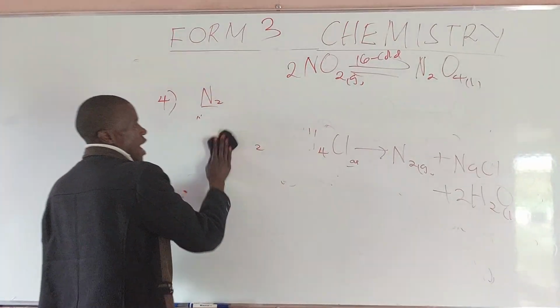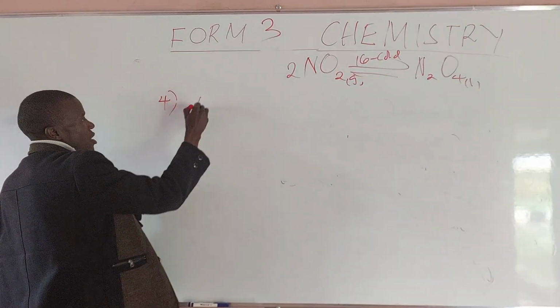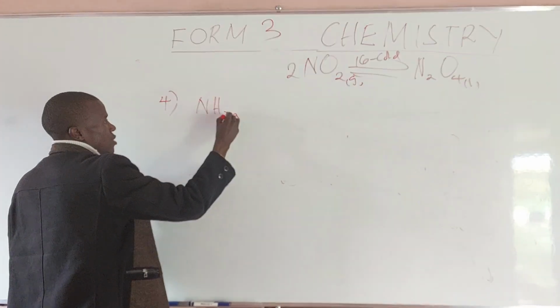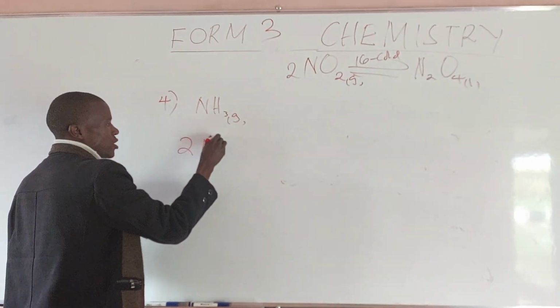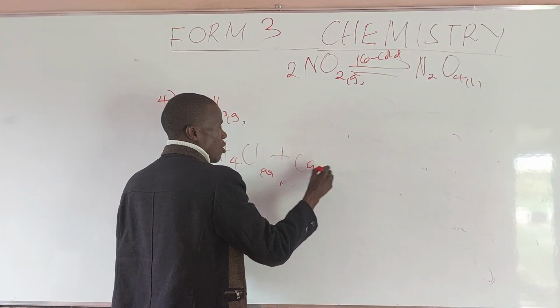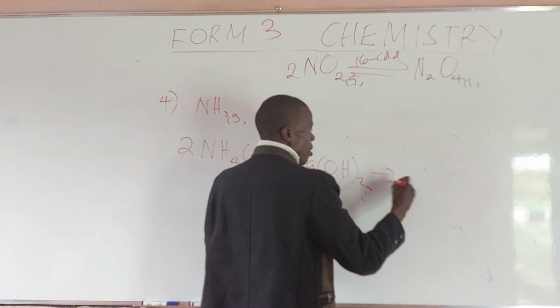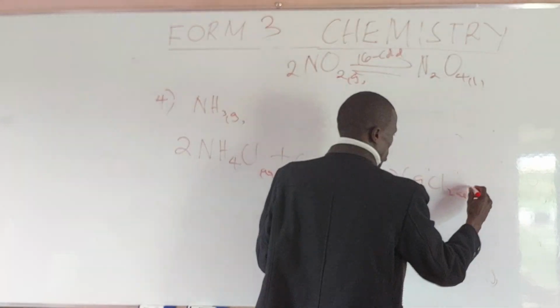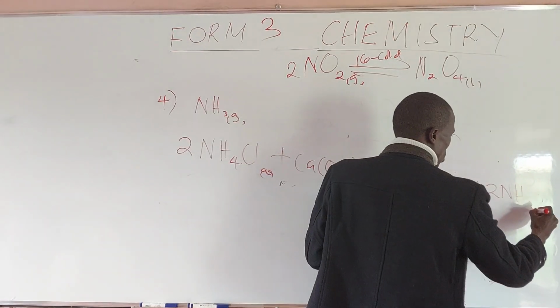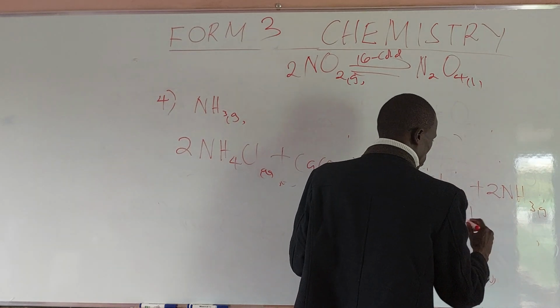If you want to prepare ammonia gas, then we need the following: 2 moles of ammonium chloride, 1 mole of calcium hydroxide. We form 1 mole of calcium chloride. We form 2 moles of ammonia gas, and we form 2 moles of water.